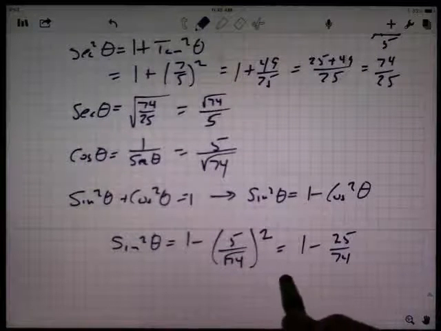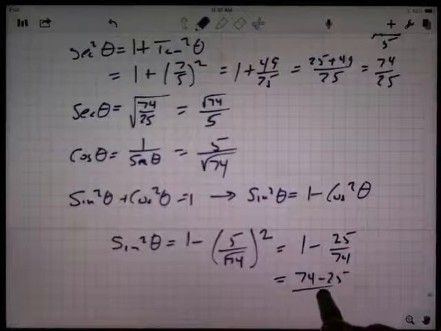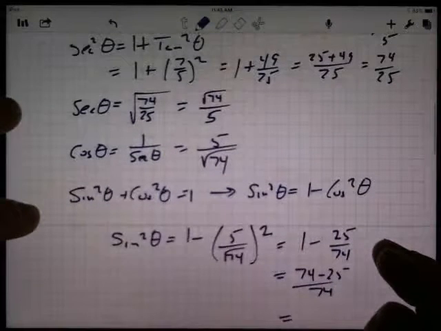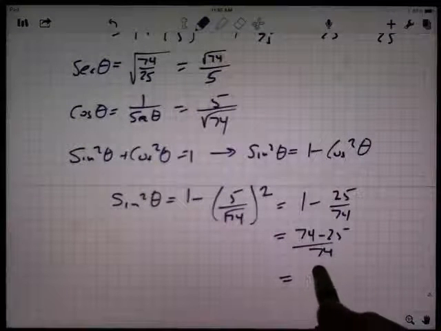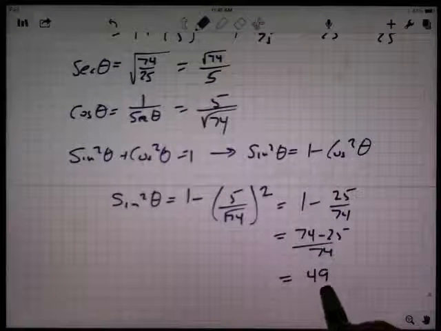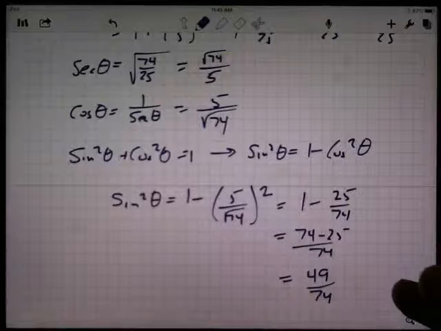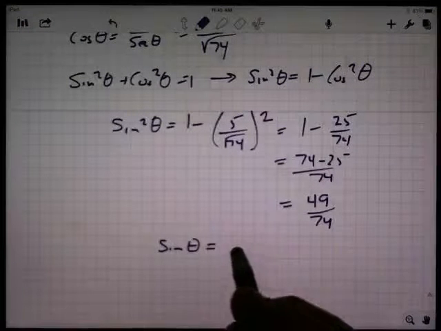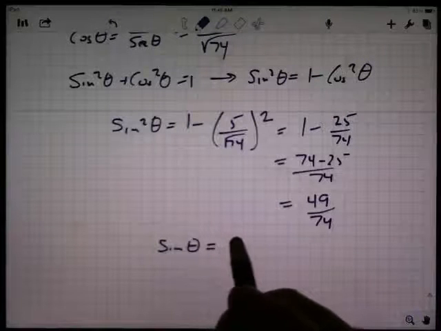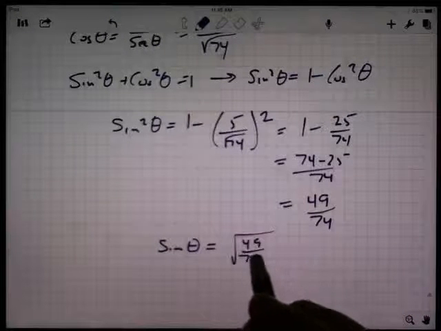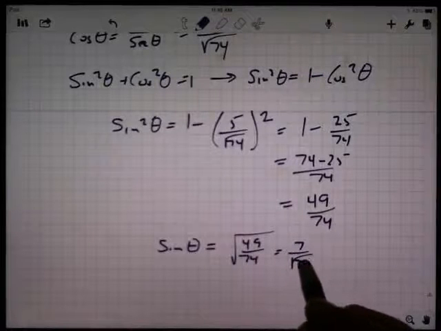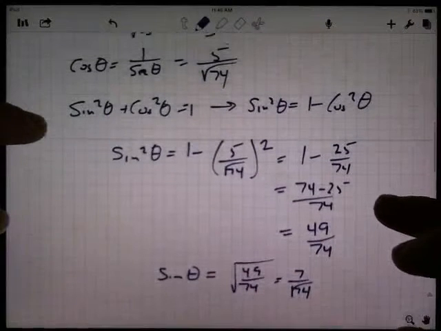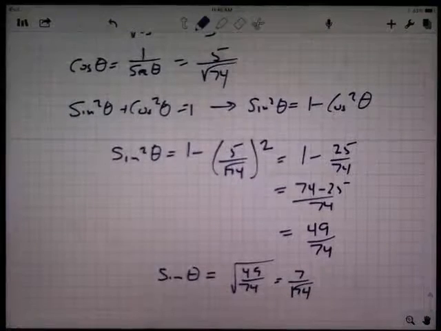And getting a common denominator, I've got 74 minus 25 over 74. And 74 minus 25 is probably 49. Yeah. 49 over 74. So the sine squared of theta is 49 over 74. That tells me that the sine of theta equals the square root of that, which is 7 over the square root of 74. Once I know the sine, I can take the reciprocal to get the cosecant. So I've got them all.